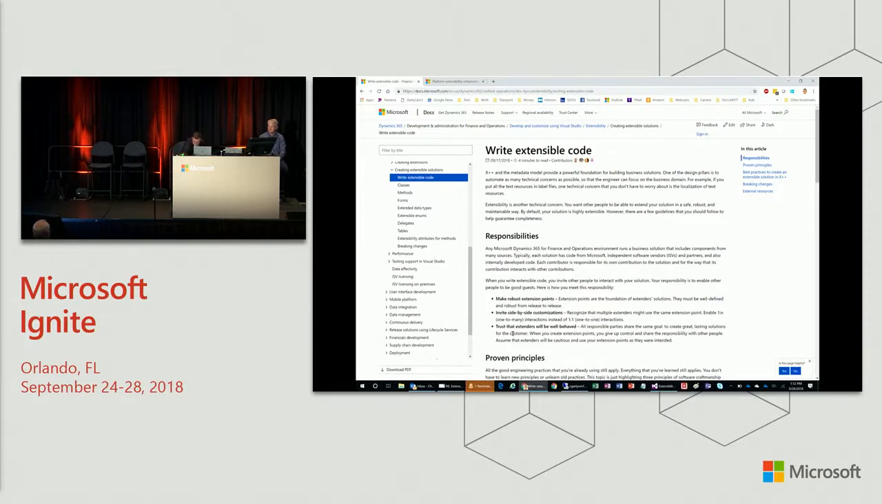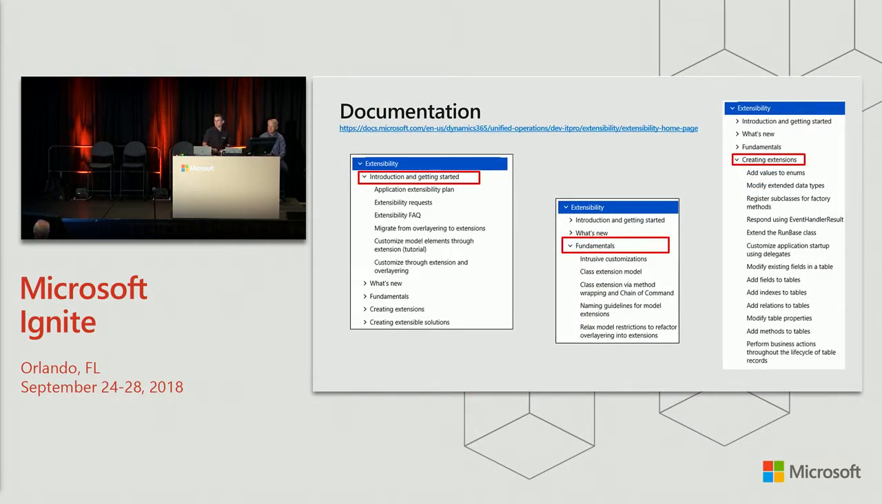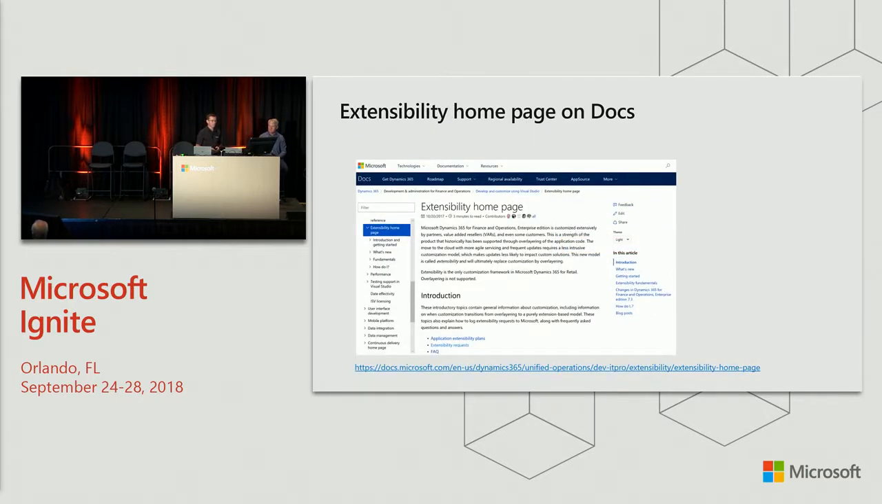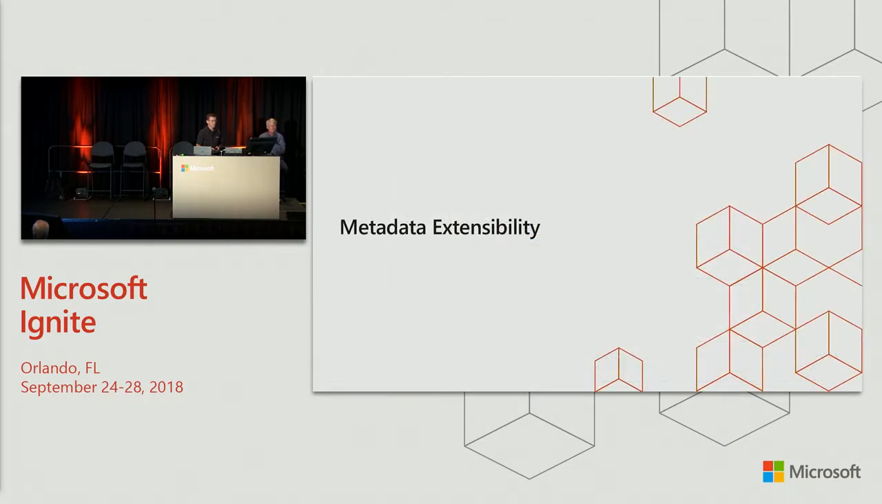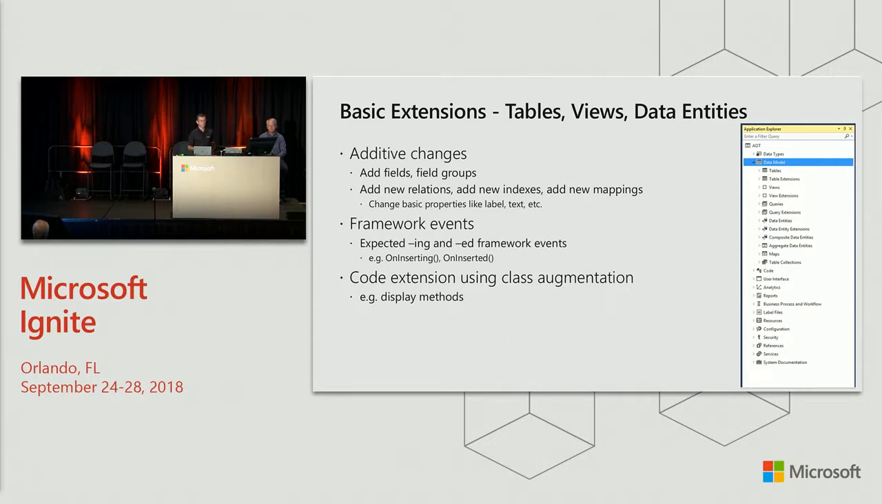So I'll switch back to the slides. So we have a lot of documentation out there for you to take advantage of. Those are the extensibility release notes that I mentioned. So as far as metadata extensibility, for tables, views, and data entities, we allow for additive changes. The key for all of the metadata extensibility capabilities is we want it all to be additive. So you'll notice as I'm running through this, all of the capabilities are additive.